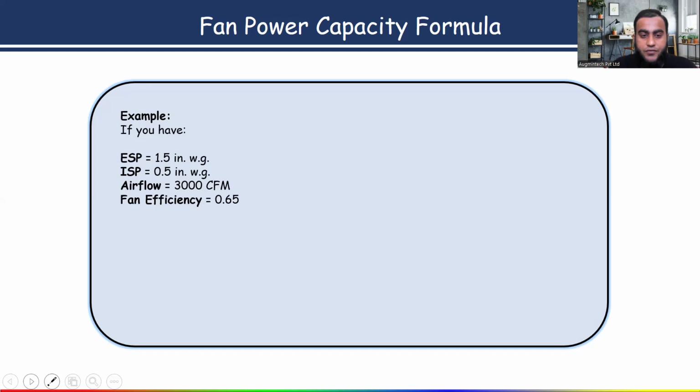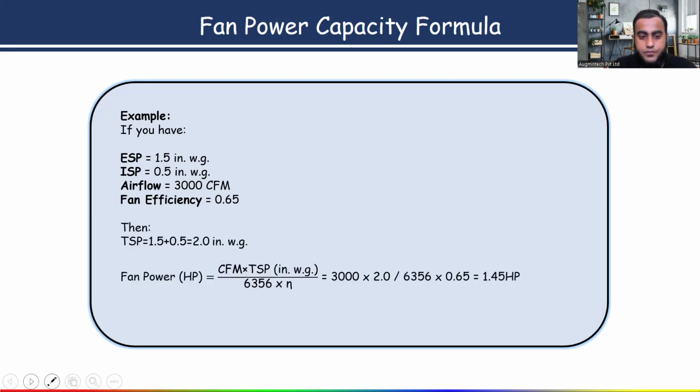Fan efficiency, as I told you, for most fans we take between 60 to 70%. Here I have taken 0.65. When you substitute all these values in the formula, we get the fan power capacity of 1.45 horsepower. Simple. This is our main target. For fan selection, generally, we have to do the external static pressure calculation.